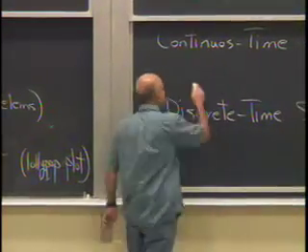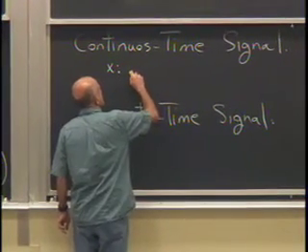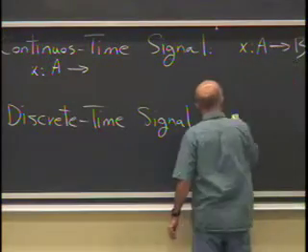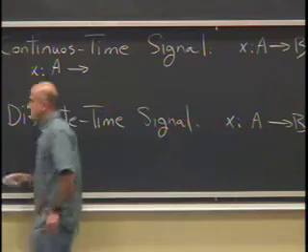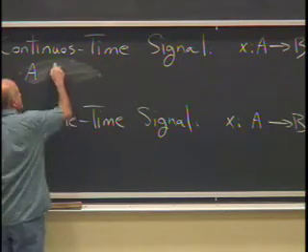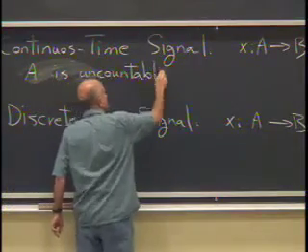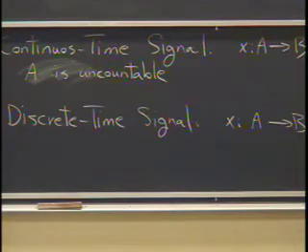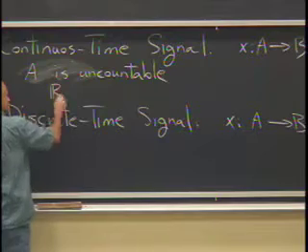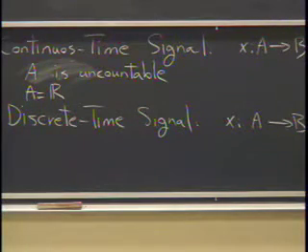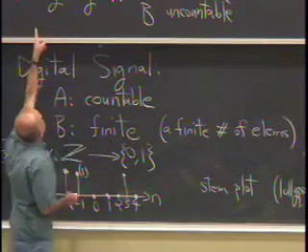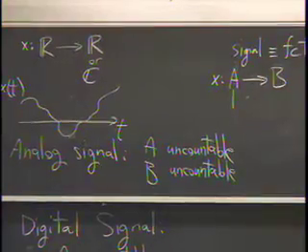So a continuous time signal, x, let's name it here, x from A to B. A is uncountable. We remain silent on B, the range. So continuous time signals are signals whose domain is uncountable. Examples are A equals the set of real numbers, just like this function that I drew earlier. Where is that function I drew? Oh, it's up there. Yeah. So every analog signal is a continuous time signal.